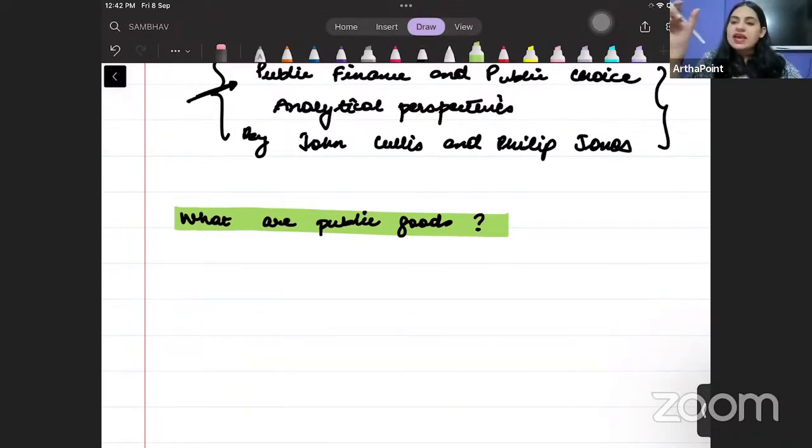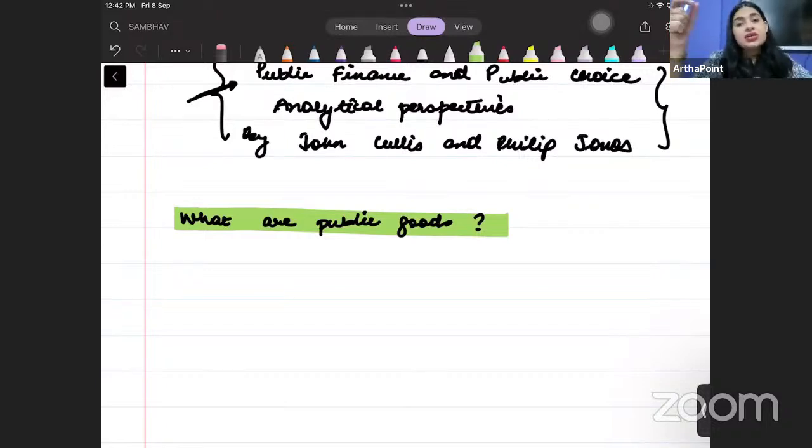That is, a good that everyone can enjoy, and one person's enjoyment does not subtract from another's. For example, we can talk about a park. When I walk in a park, it does not reduce the park that is available for you.